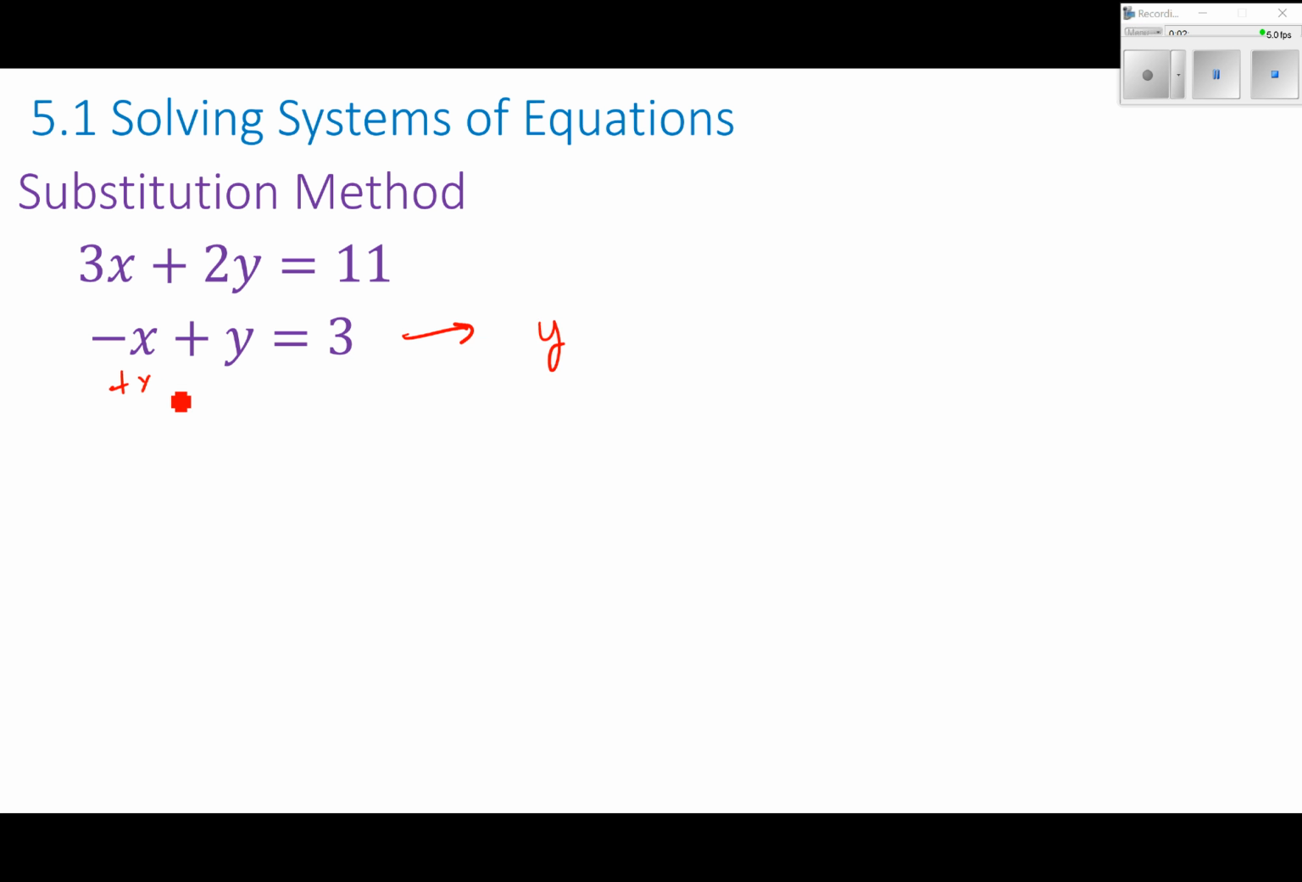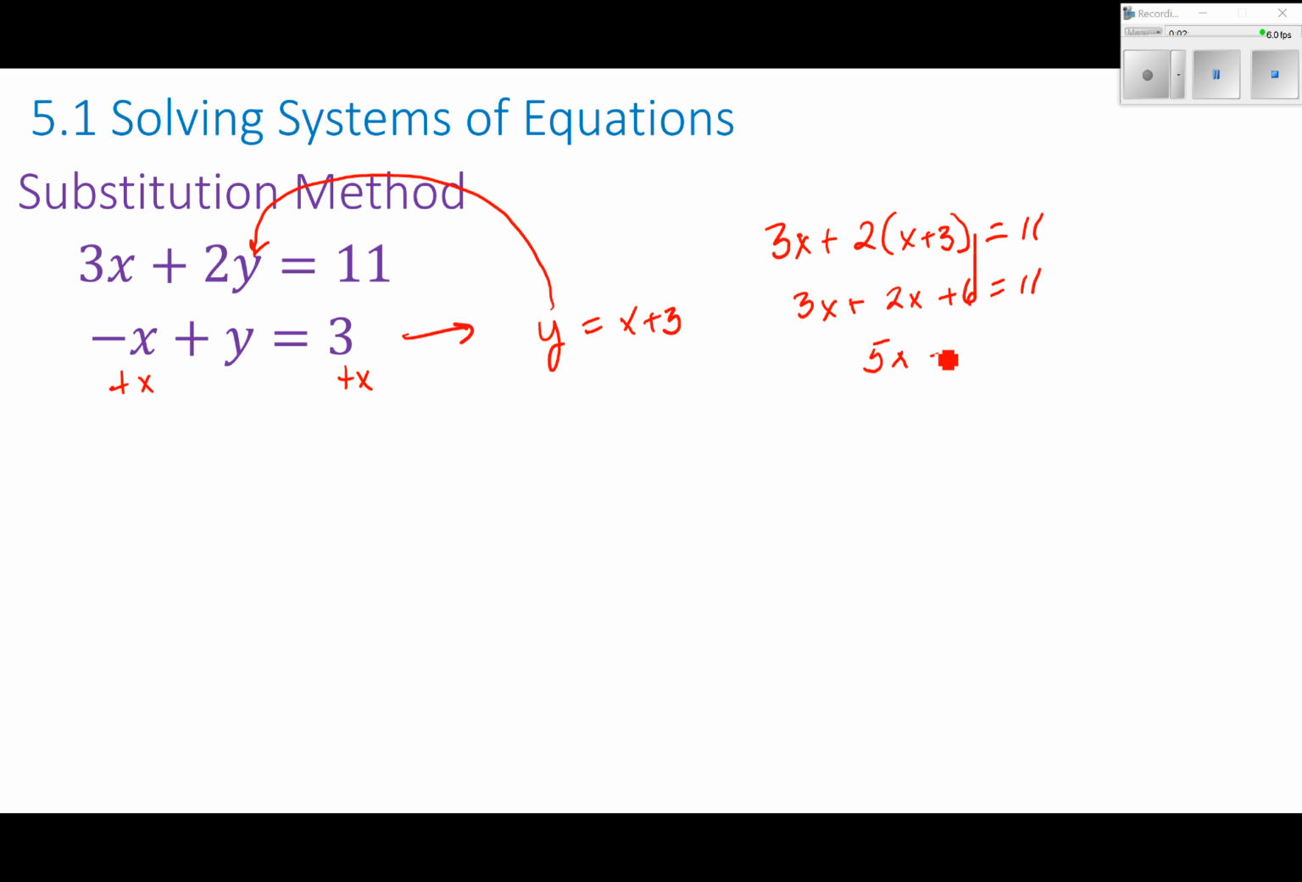If I add x to each side, y is going to be equal to x plus 3. Now I'm going to take that y and put it in here. So 3x plus 2 times (x plus 3) equals 11. Now I have one equation with one unknown, and I can solve from here. So 3x plus 2x plus 6 equals 11. So 5x plus 6 equals 11. If I subtract 6, I end up with 5x is equal to 5. So therefore, x is just going to be 1.